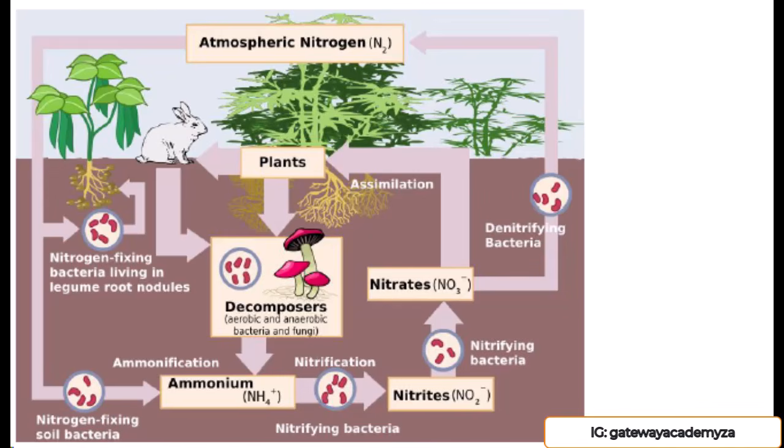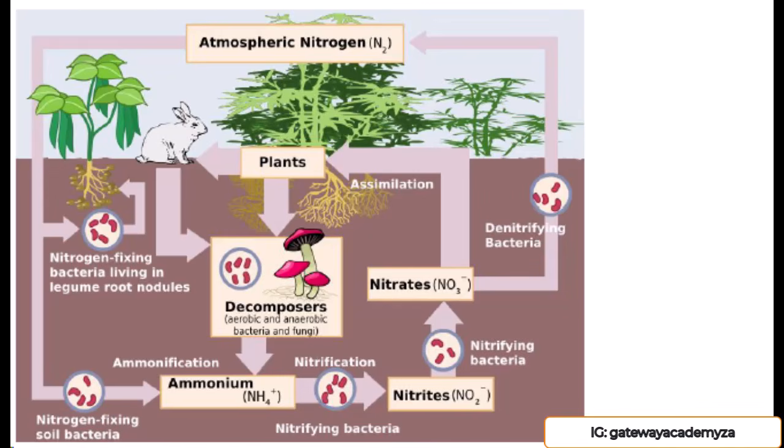This can happen through high-energy events like lightning strikes. Oh, lightning. Yes, but much more significantly, it's done by specific types of bacteria. Some live freely in the soil, others live in special nodules on the roots of certain plants, particularly legumes like beans and peas. Okay, so bacteria fix the nitrogen. Then what? Then plants can absorb these usable forms, ammonia and nitrates, through their roots. That's absorption.